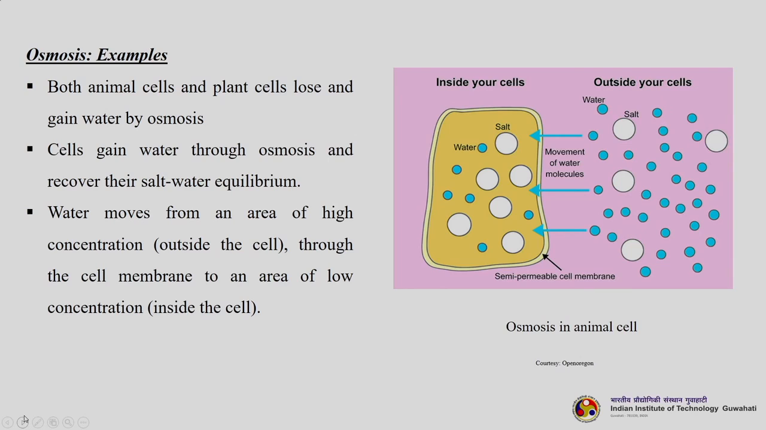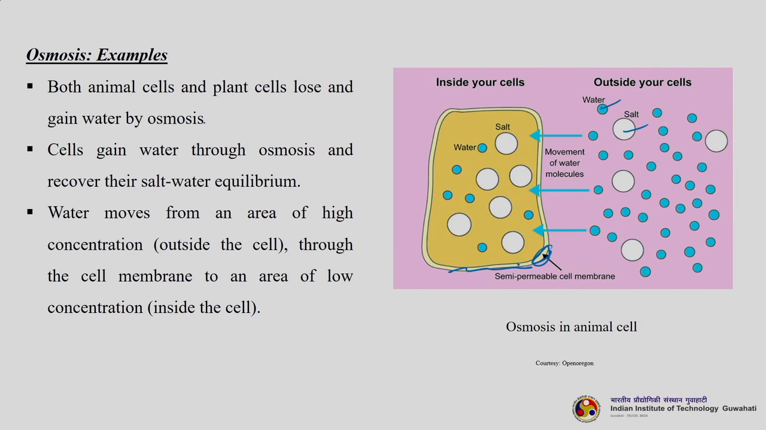So, both animal cells and plant cells lose and gain water by osmosis. Okay. This is how osmosis is a very important phenomenon for all living things. So, inside the cells and outside the cells, what is happening, you can see it is a semi-permeable cell membrane. This is the membrane, okay, this one, and this is water, and the big one is salt. So, movement of water molecules is happening from outside of the cell to inside of the cell, along with that of the salt.